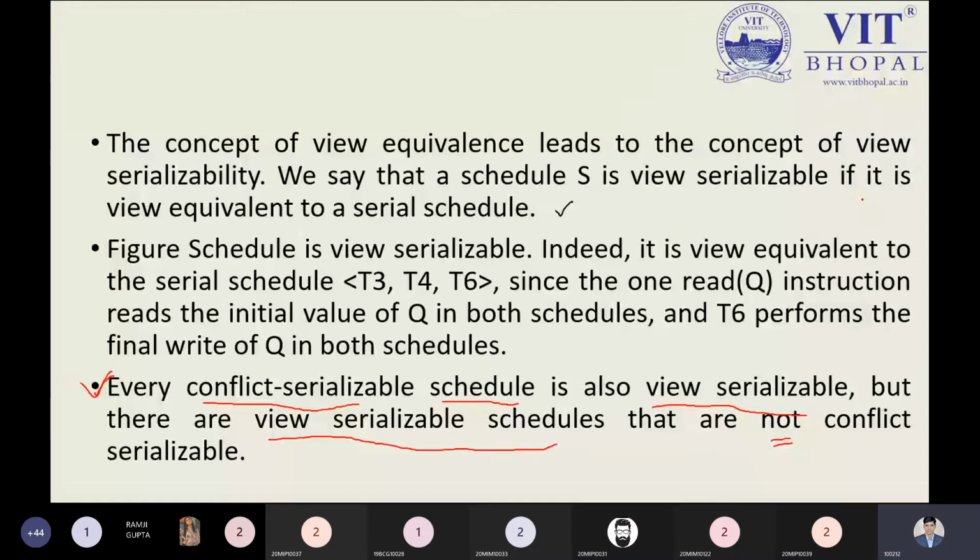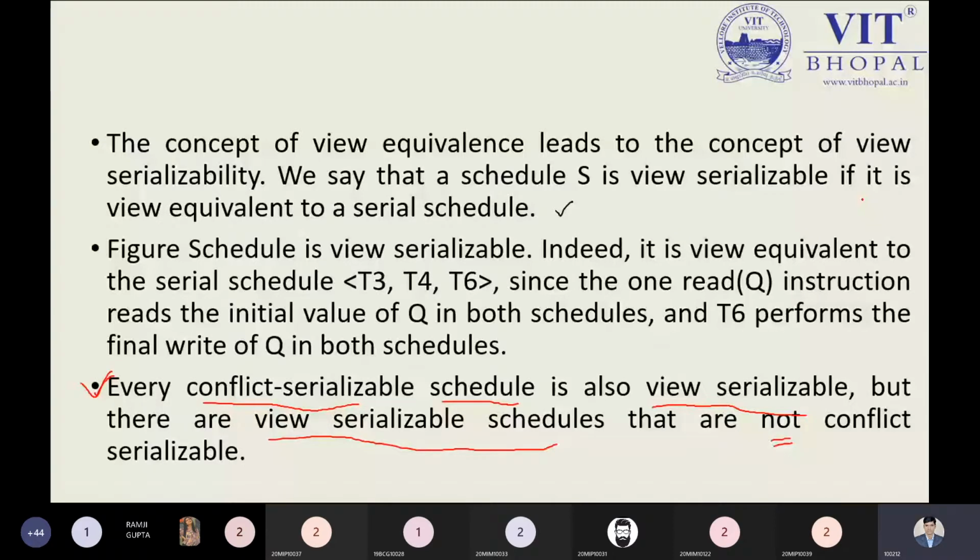I'm just focusing on my board right now. Indeed, it is view equivalent to the serial schedules; T3, T4, T6 are the three different transactions. The read Q instruction reads the initial value of Q in both schedules, and T6 performs the final write of Q in both schedules. So every conflict serializable schedule is also view serializable, but the reverse is not guaranteed. There are view serializable schedules that are not conflict serializable, and that is the point we have to keep in mind.